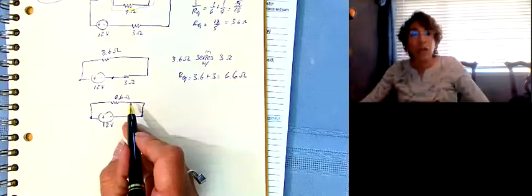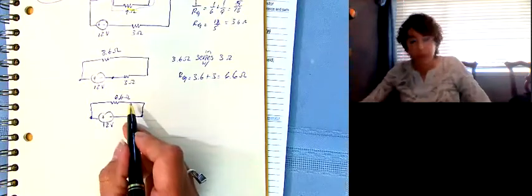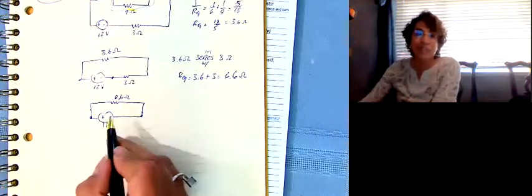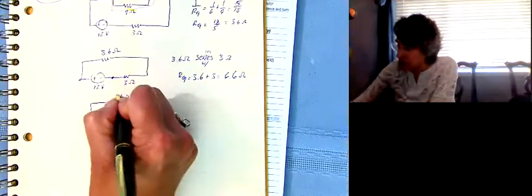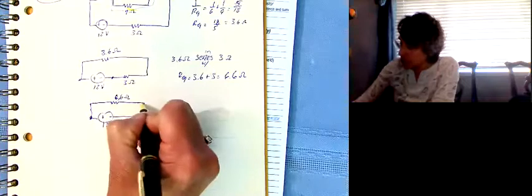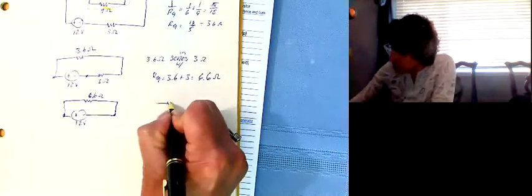Okay, so now the question is, how much current goes through here? I know exactly how much voltage is across the 6.6. How do I know that? Because this node and this node are the same. This node and this node. So why don't I draw it so it really looks like they're parallel to each other?